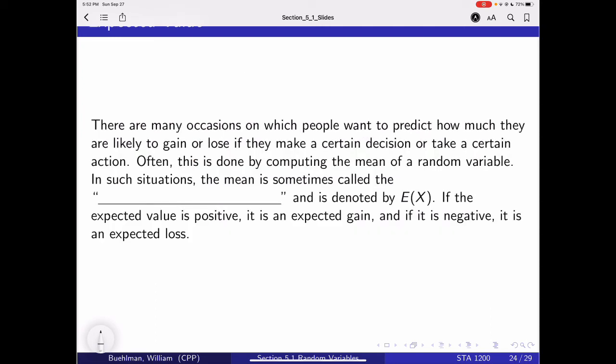There are many occasions on which people would want to predict how much they are likely to gain or lose if they make a certain decision or take a certain action. Often this is done by computing the mean of a random variable. In such situations, the mean is sometimes called the expected value, and it is denoted by E of x. If the expected value is positive, we expect to gain. If the expected value is negative, then we expect to lose.